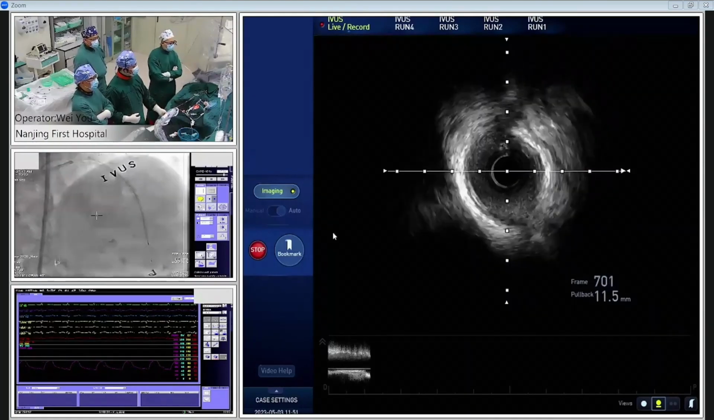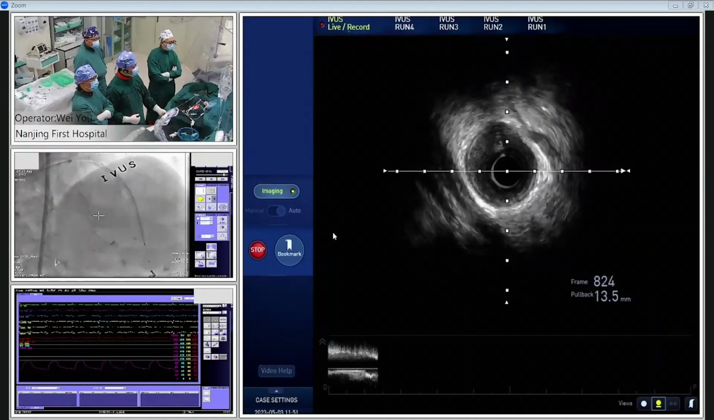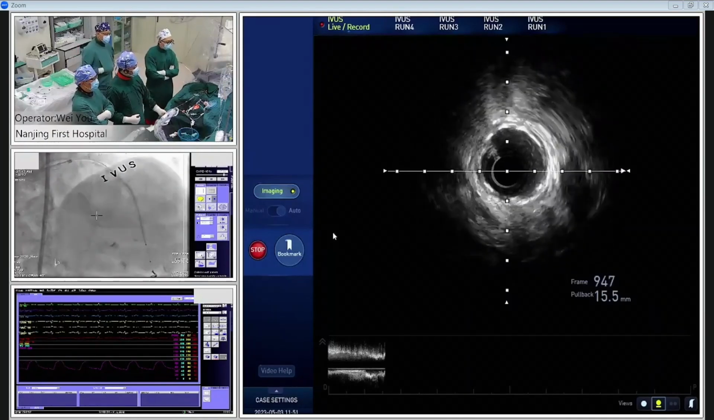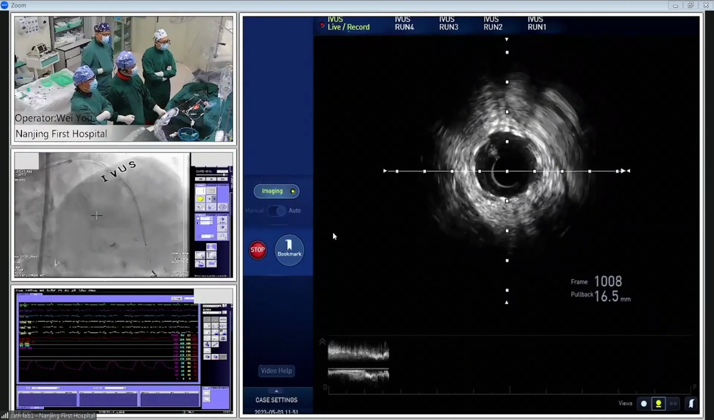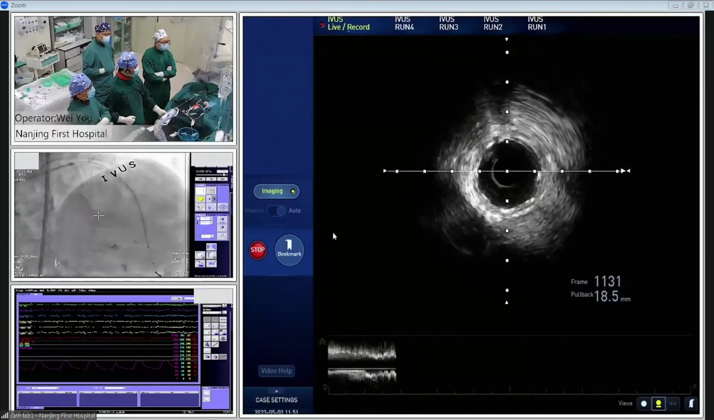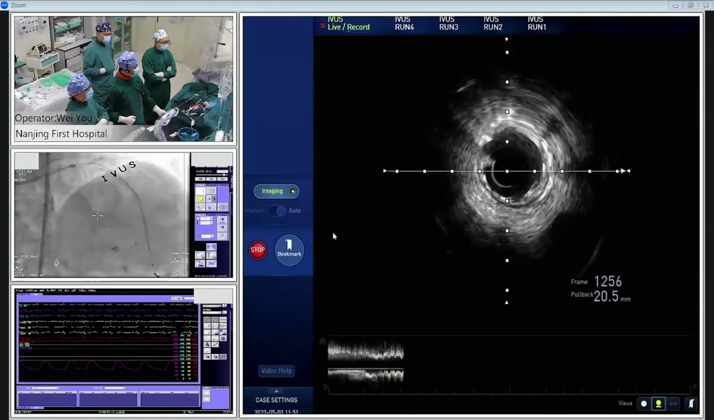Side branch is coming. Now the vessel is larger. Maybe the stent is coming. Okay, Chief, this stent is coming. The stent edge is normal, no edge dissection. Okay, very good. This stent diameter is about 2.5.